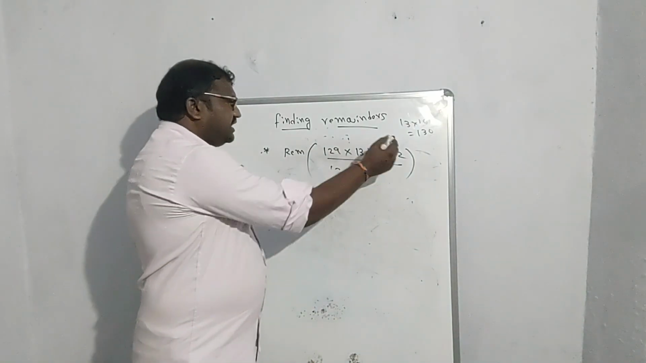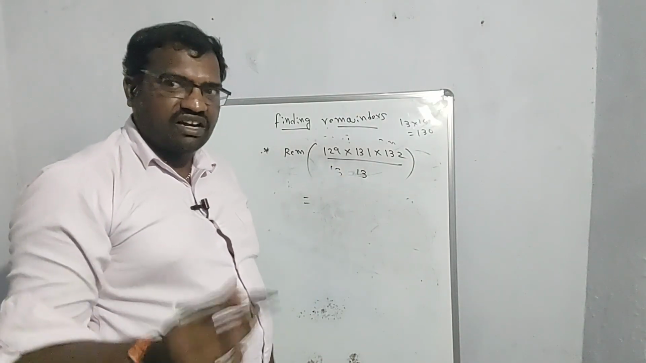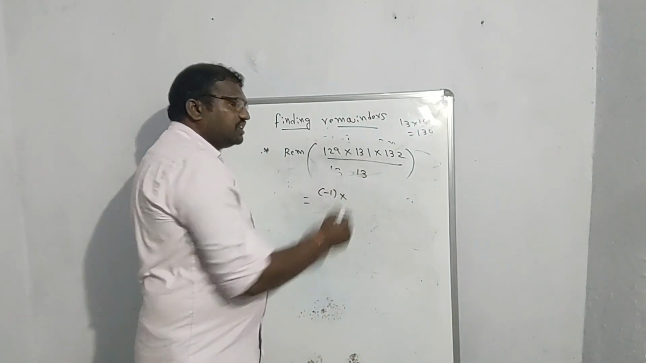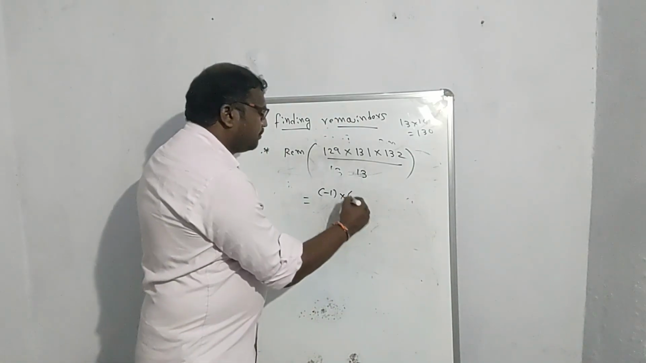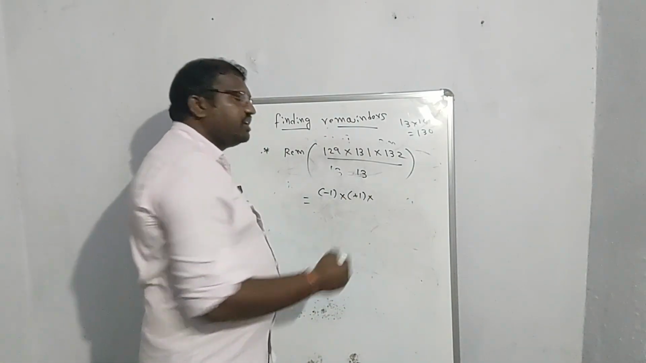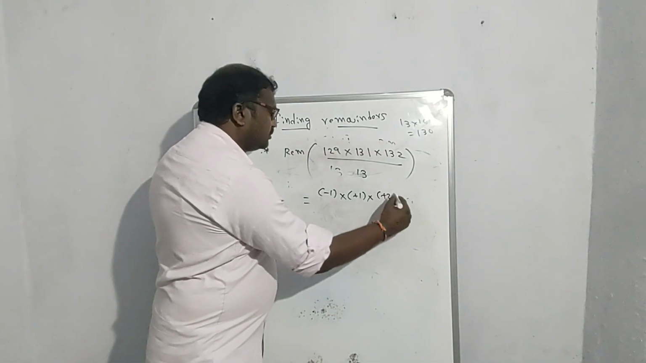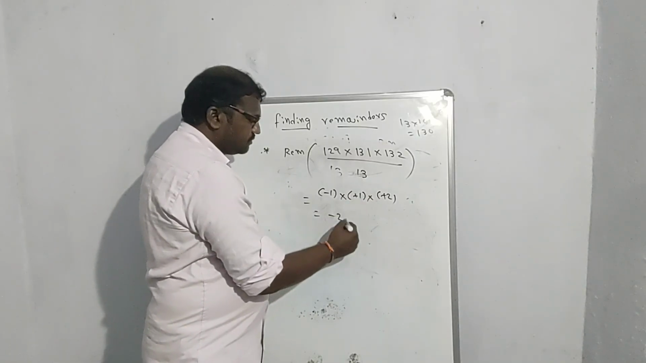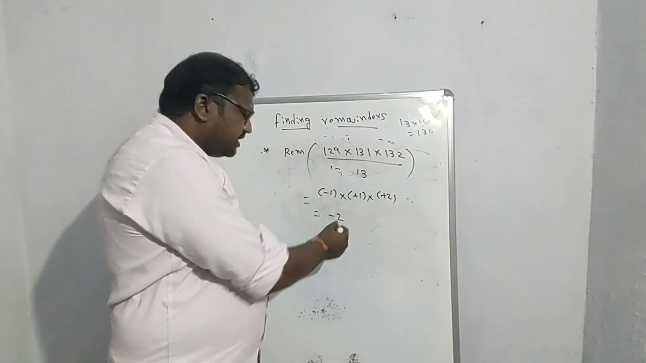Here 129 is less than 130. How much? 1 less, so we take minus 1. 131 is more than 130, plus 1. 132 is more than 130, plus 2. So minus 1 into plus 1 into plus 2, which is minus 2. The remainder should be a positive value, but here I am getting a negative.